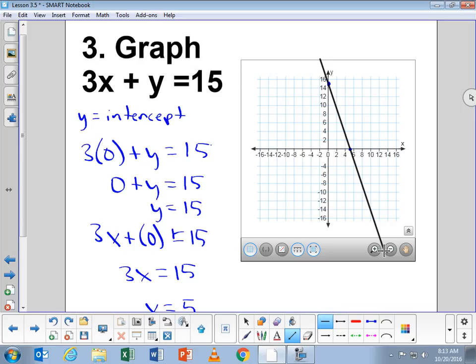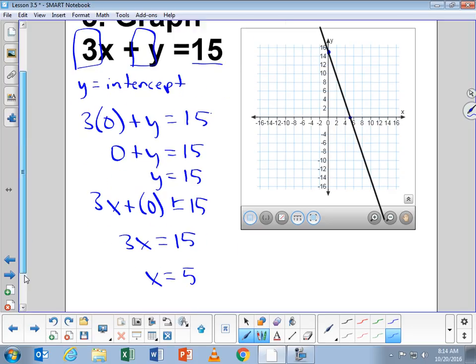And this standard form works really good for finding the x and y intercepts. Here's the tip, though. What number is in front of the x? 3. What number is in front of the y? Do they both evenly go into 15? Yes. Then this is a really good method. Okay? This would be a really good method.